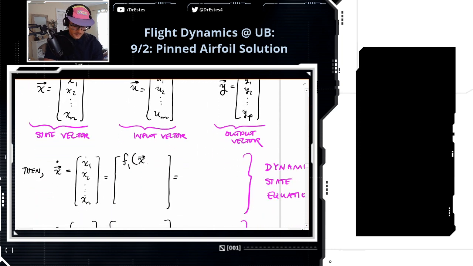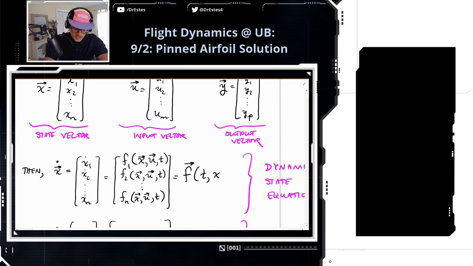My input vector and time. And this would be f2 of my states, my input vector and time. And you go all the way down. I think you get the point here. And you can write this even more compactly as a vector function f of t, my states, and my inputs.